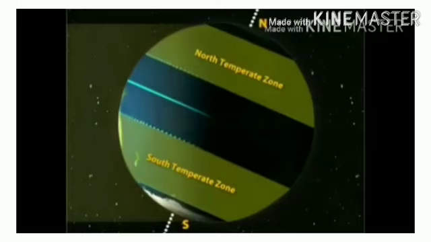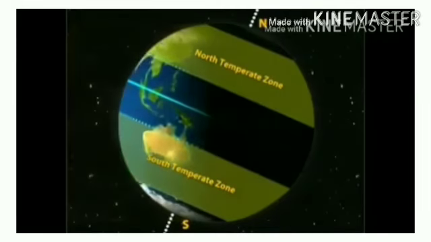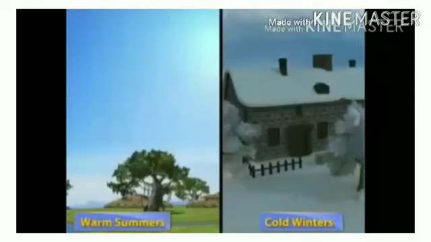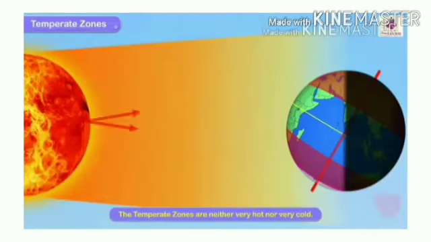The temperate zone gets a very small amount of heat compared to the torrid zone. It experiences a warm summer and cold winter. Do you know why? Let's see here. The temperate zone receives the slanting rays of the sun and therefore it is neither very hot nor very cold.